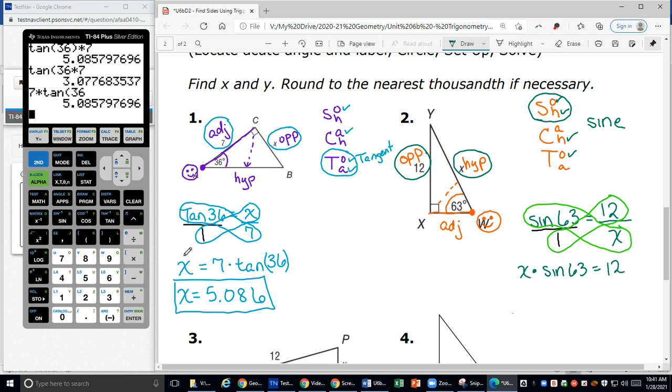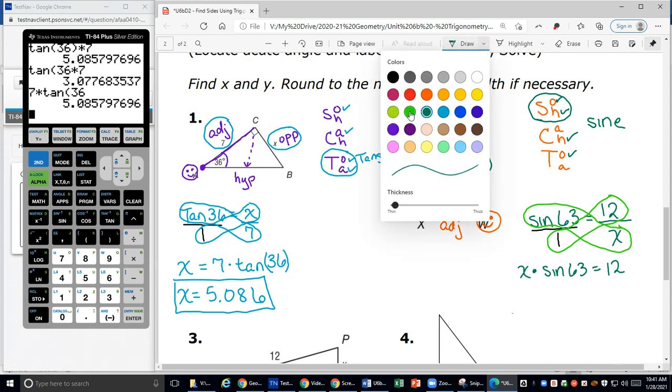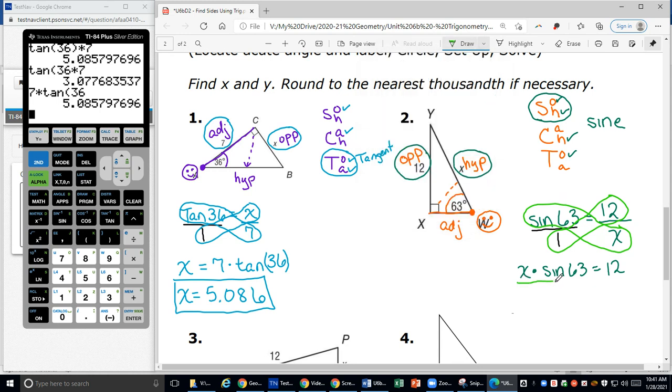Okay, so notice here, after I did my cross multiplying, I had my x equals, and I was ready to go to the calculator. But here I don't have x equals, I have x times. So I need to unmultiply, which means I need to divide both sides by what's being multiplied to x, which is the sine of 63. I'm going to divide that on both sides. Okay, so these two both cancel. I just have an x left on the left-hand side. And on the right-hand side, I have 12 divided by the sine of 63.